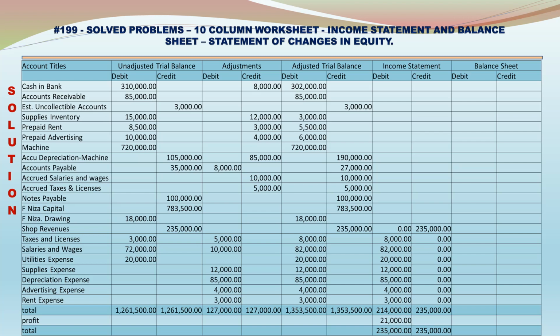Income statement. Shop revenues 235,000. Expenses: taxes and licenses 8,000. Salaries and wages 82,000. Utilities expense 20,000. Supplies expense 12,000. Depreciation expense 85,000. Advertising expense 4,000. Rent expense 3,000, total expenses 214,000, total sales revenue 235,000. So there is a profit of 21,000.